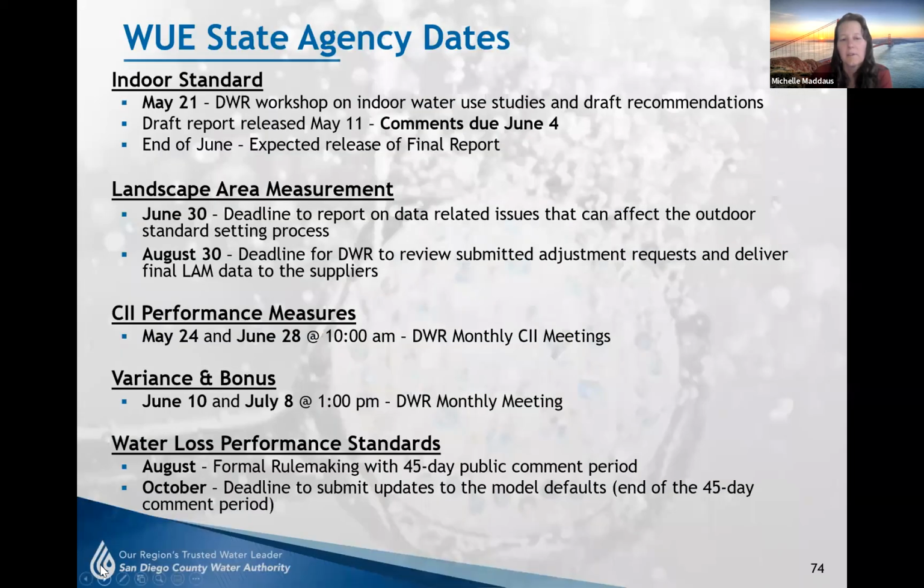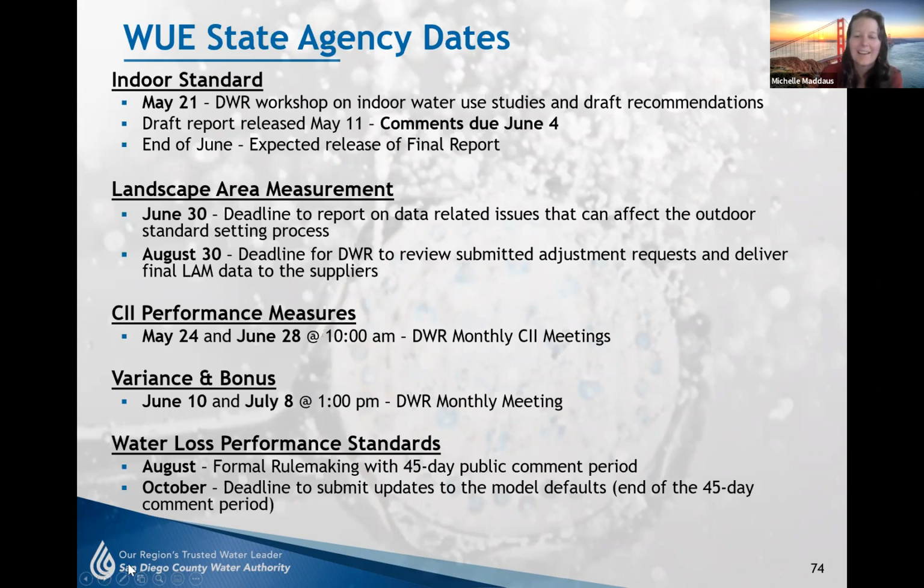So here's a list of all the dates. I know there's a lot of them flying around. So May 21st is indoor standard. Landscape is June 30th. That's a deadline. We mentioned that. August 30th is another deadline for that. The CII performance measures are May 24th and June 28th at 10 a.m. Variances is June 10th and July 8th at 1 p.m. and water loss 45-day comment period in August. So that's a mouthful.